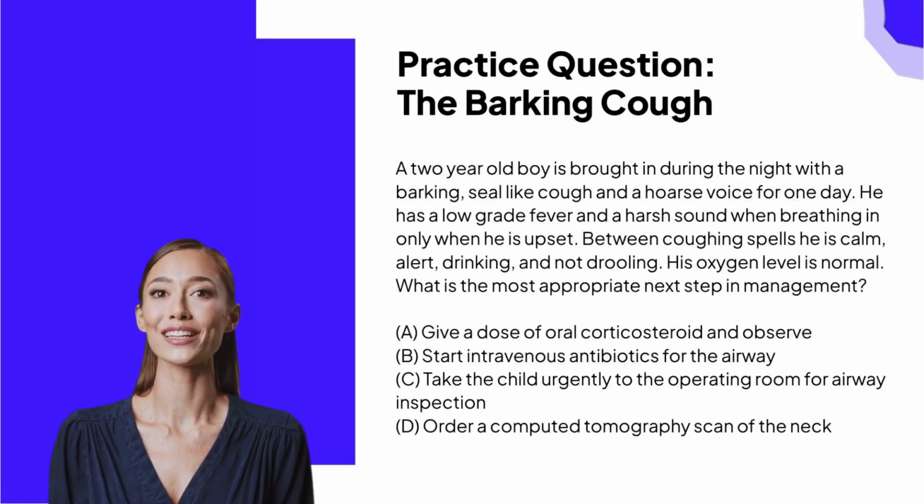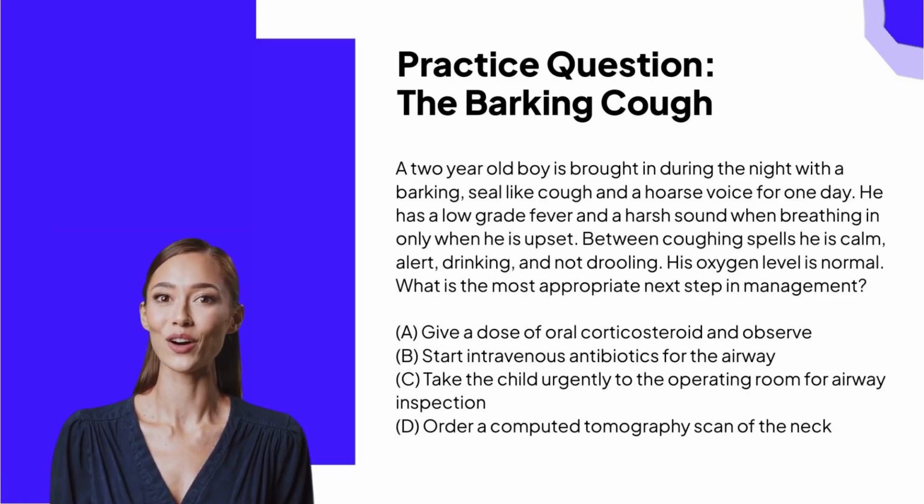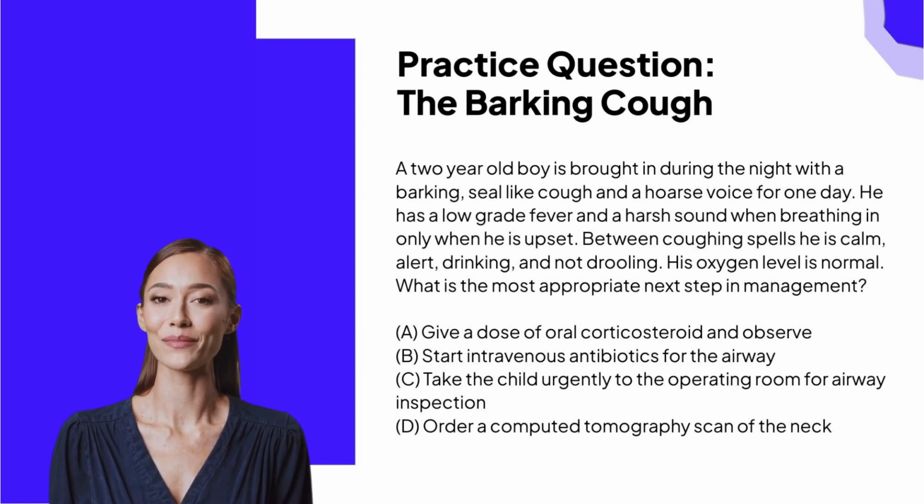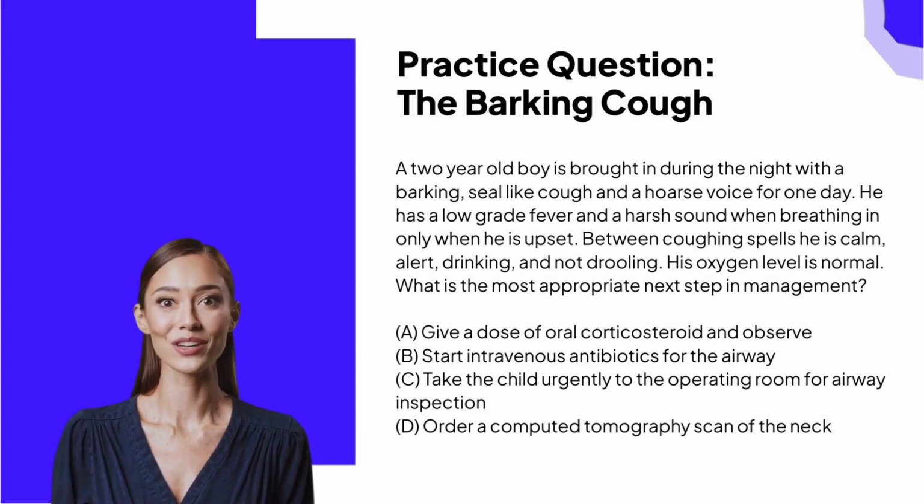Here is our second practice question, and it features the barking cough. A 2-year-old boy is brought in during the night with a barking, seal-like cough and a hoarse voice for one day. He has a low-grade fever and a harsh sound when breathing in, but only when he is upset. Between coughing spells, he is calm, alert, drinking, and not drooling, and his oxygen level is normal. The question asks for the most appropriate next step in management.